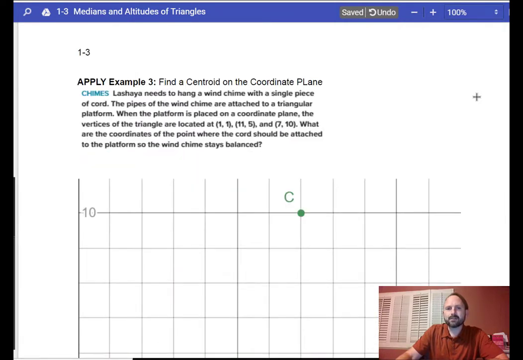All right. Find the centroid on the coordinate plane. Someone's going to hang chimes, and when the platform is placed on a coordinate plane, the vertices of the triangle are located at (1, 1), (11, 5), (7, 10). What are the coordinates if we want them to stay balanced? Well, if we want them to stay balanced, we're going to have a central location. We're going to try to find the centroid of this.